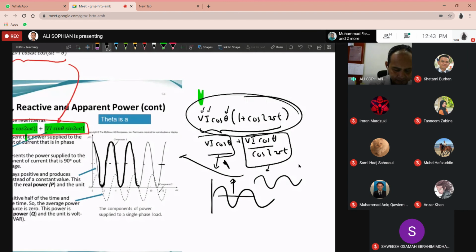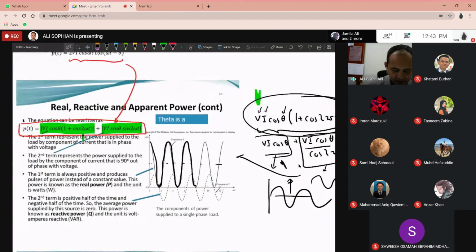While the second one is just simply a sine function, because in this term the only thing that is changing is time, the t. The rest are constant. So when you've got this sine 2 omega t, you know that this is a sine wave.